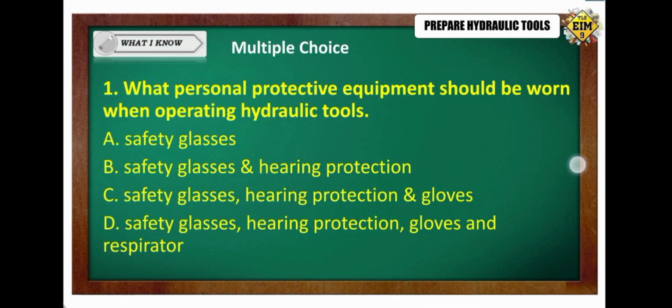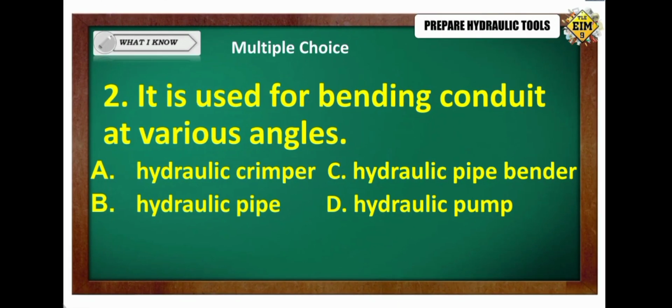Okay? Let's move on to our number 2 question. It is used for bending conduit at various angles. A. Hydraulic crimper. B. Hydraulic pipe. C. Hydraulic pipe bender. And D. Hydraulic pump. Choose the best answer, class.